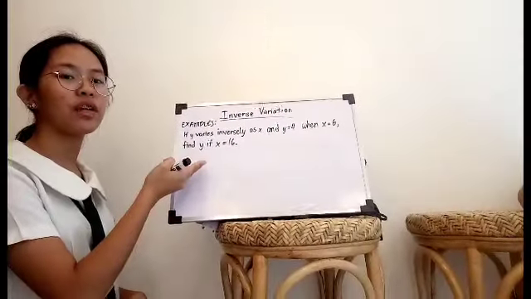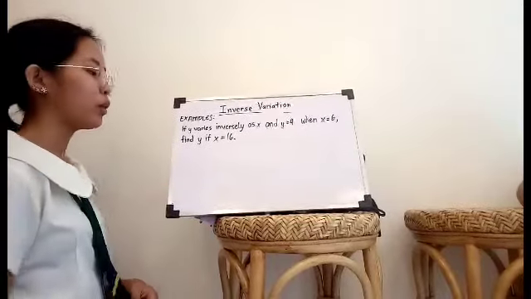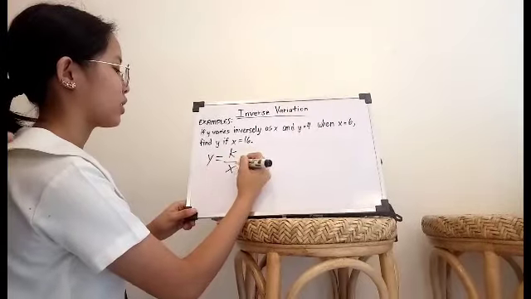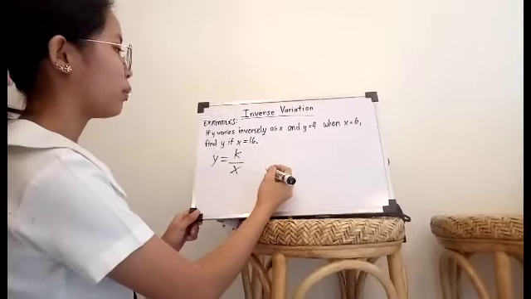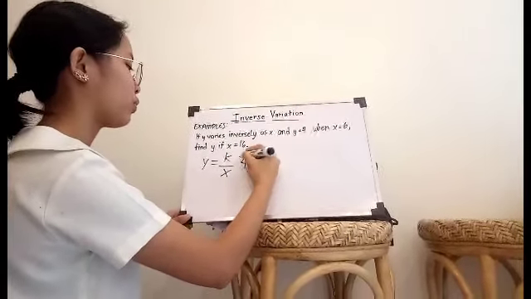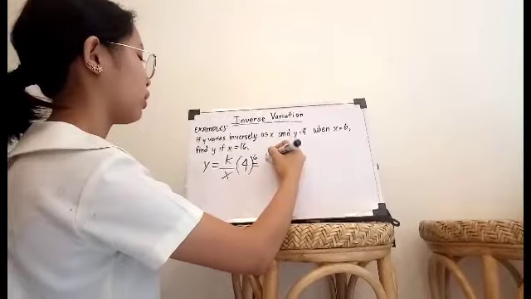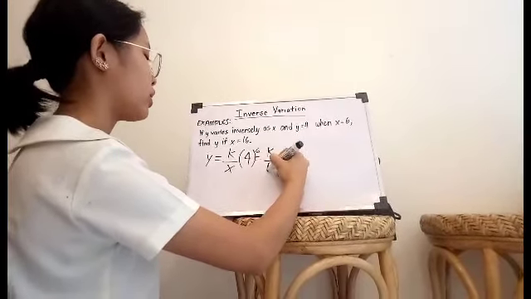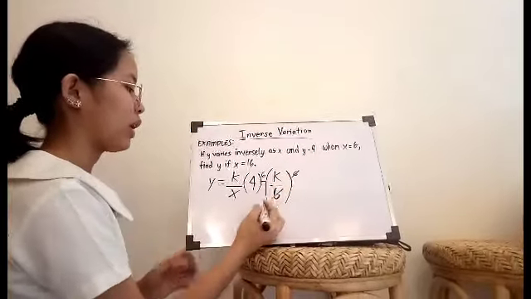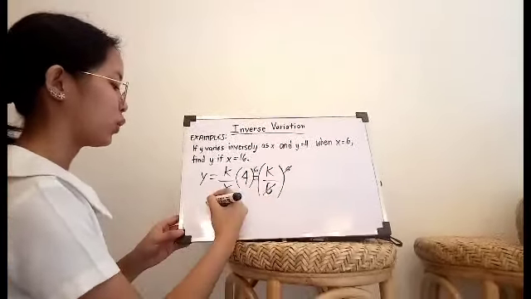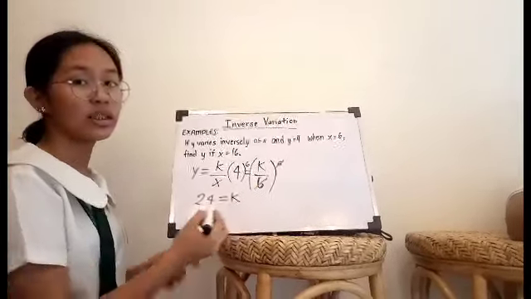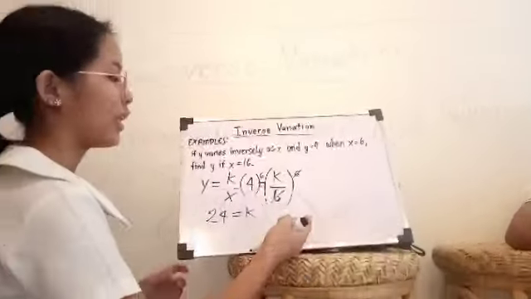Example of an inverse variation. We're going to put the formula, which is y equals k over x. If we substitute the given numbers, it is going to be like this: 4 equals k over 6. Cancel this 2, 6. And 4 times 6 is equal to 24. So 24 is equal to k. Our k is 24. We will proceed to the next one.